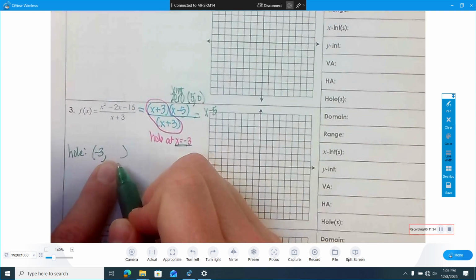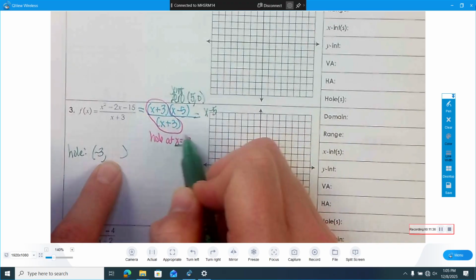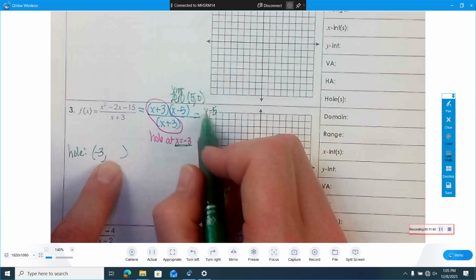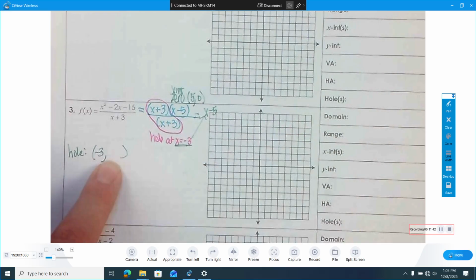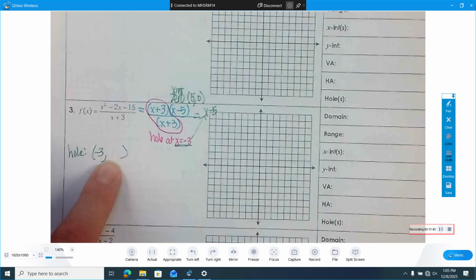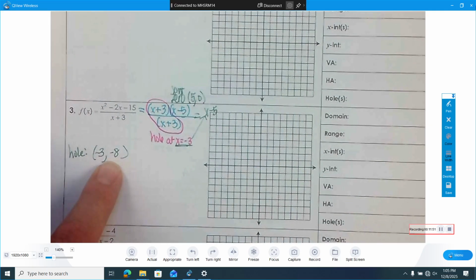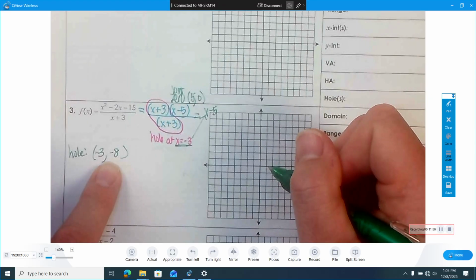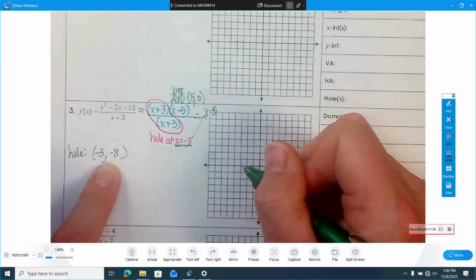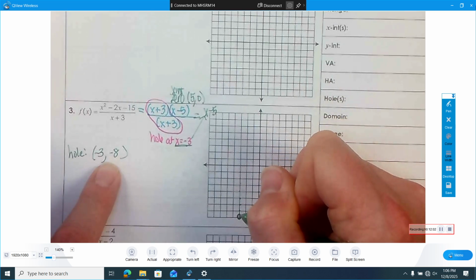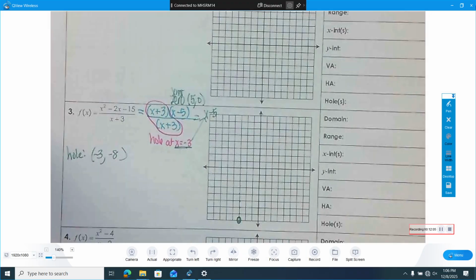So what we're going to do is very easily just take this value and plug it into the simplified function. So all I have to do is take -3 and plug it in place of the x there. -3 minus 5 gives me a -8. So it turns out that there's a hole at (-3, -8). 1, 2, 3, 1, 2, 3, 4, 5, 6, 7. Right here is an itty bitty teeny tiny little hole.